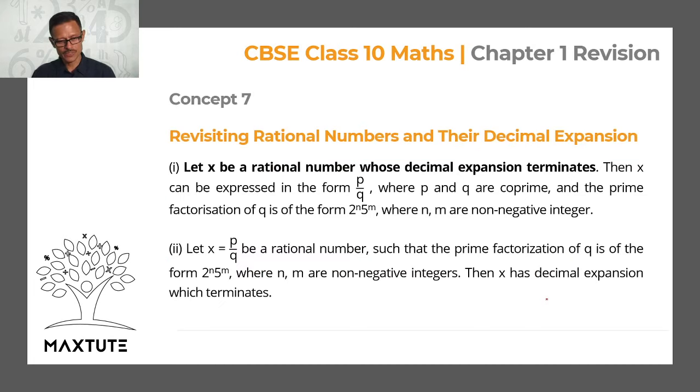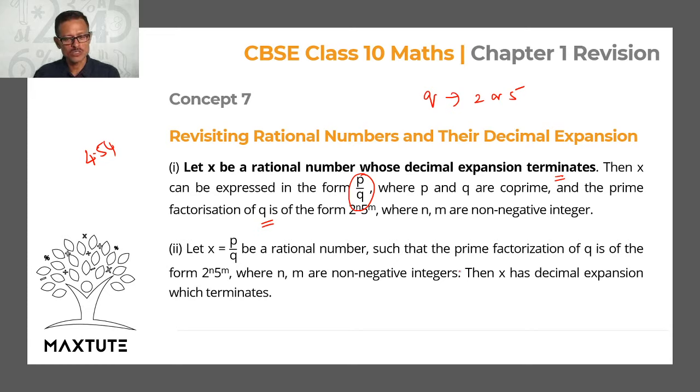Let's look at the last of the concepts, revisiting rational numbers and their decimal expansion and the fact whether they are terminating decimals. Start with the first one. If x is a rational number which terminates, something like 4.54, then x can be expressed in the form p by q. It's obviously a rational number, so it can be expressed in the form p by q, where p and q are co-prime, such that the prime factorization of q will be of the form 2 power n into 5 power m. When you take the denominator and prime factorize it, the only prime factors that it will have will be 2 or 5. It will not contain any other prime factor. That's what it says, where m and n are non-negative integers.